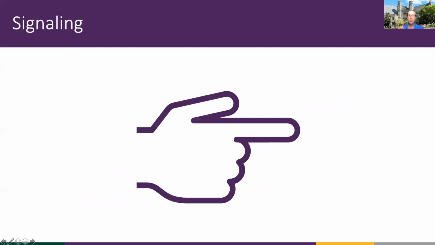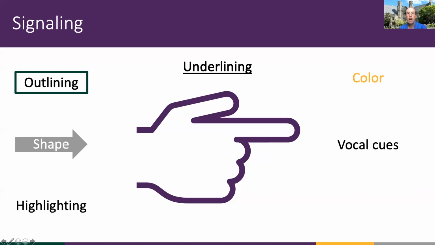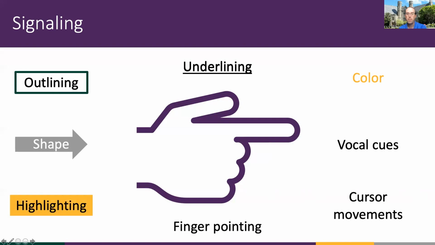All right, second principle is signaling. And this is the idea when an instructor uses some form of highlighting for important information in a video. Now, signaling can take many forms, including outlining, underlining, color changes, shapes, vocal cues, highlighting, cursor movements, and finger pointing. And really any other type of change to draw viewer attention.